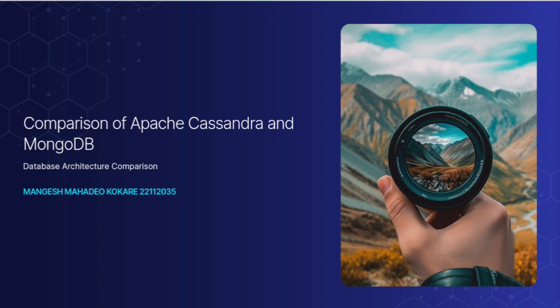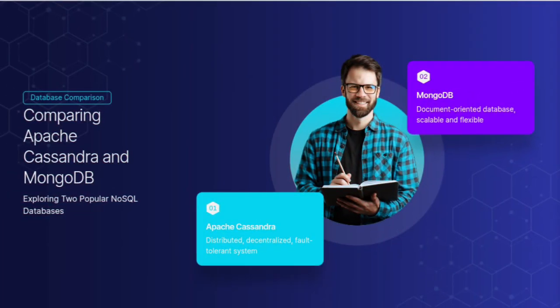Today I am excited to delve into the world of NoSQL databases and explore the difference between two prominent players in this field, Apache Cassandra and MongoDB. Now comparing Apache Cassandra and MongoDB, exploring two popular NoSQL databases. Apache Cassandra is a distributed, decentralized, fault-tolerant system, and MongoDB is a document-oriented database, scalable and flexible.